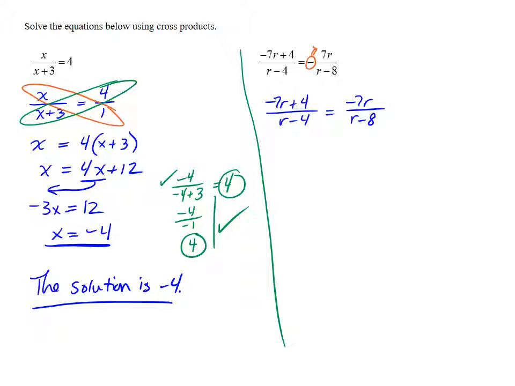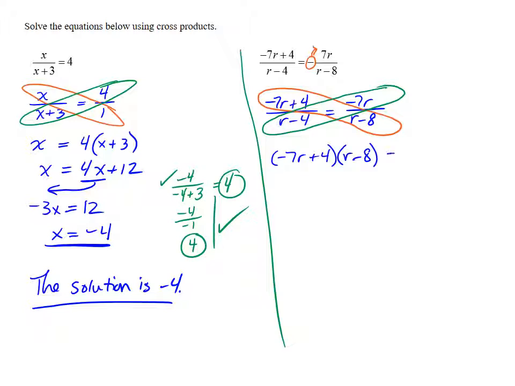Now let's set cross products equal. So we're going to have two binomials multiply each other in the first cross product. And in the second one, we're going to have negative 7r times r minus 4. So the result is going to be negative 7r plus 4 times r minus 8 equals negative 7r times r minus 4. So lots of multiplication to do.